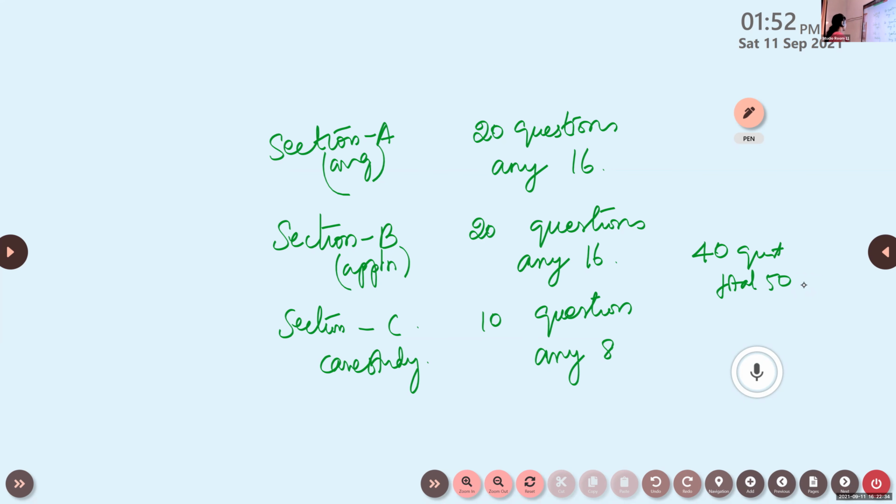40 questions you have to answer out of 50 questions. Section A, you have to answer any 16. Section B, you have to answer any 16. Section C, out of 10, you have to answer any 8. In Section C, you'll get case study questions. And each question carries 1 mark. So total is 1 into 40 is 40 marks. Is it clear? Is your question paper pattern okay?